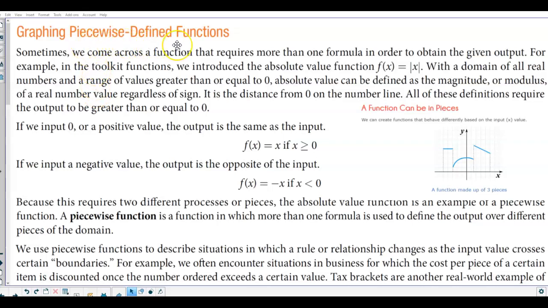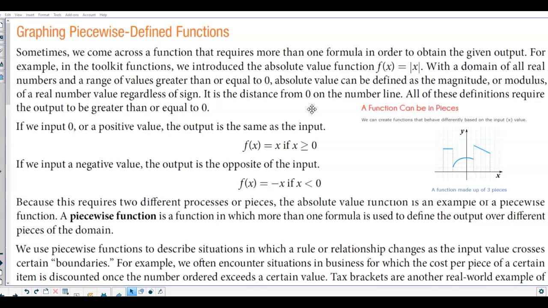Graphing piecewise defined functions. Sometimes we come across a function that requires more than one formula in order to obtain the given output. For example, in the toolkit functions, we introduce the absolute value function f of x, which is equal to the absolute value of x, with a domain of all real numbers and a range of values greater than or equal to 0.